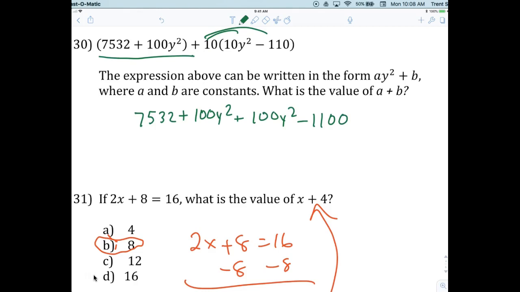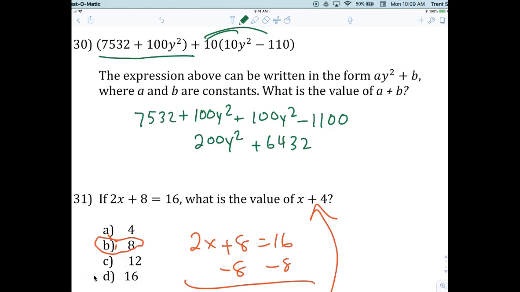Now we're combining terms. When we combine terms, I have what? 200y squared plus 6432. Any questions with that? So if you got to that part, you really had the right answer. You just didn't answer the question.